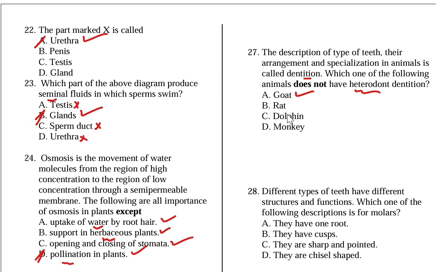They have heterodont. Rat, that is true. Don't ask me why or how. That is true. A rat has different types of teeth, the shape and the structure. Even monkey, that one is heterodont. What about dolphin? Dolphins are homodont. Their teeth are of the same size and shape. Therefore, the answer is C. Dolphin is homodont, not heterodont.